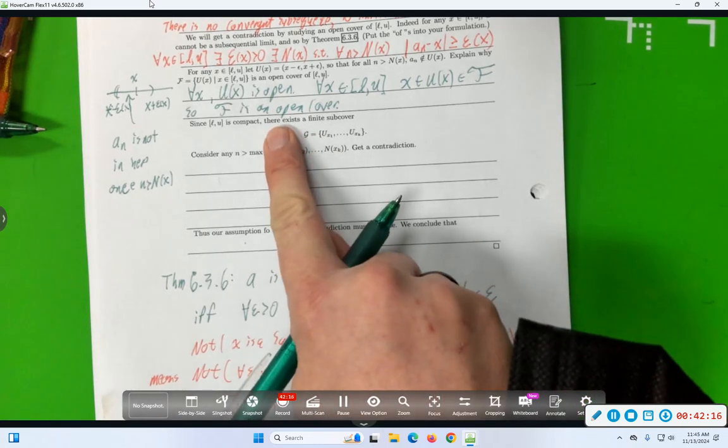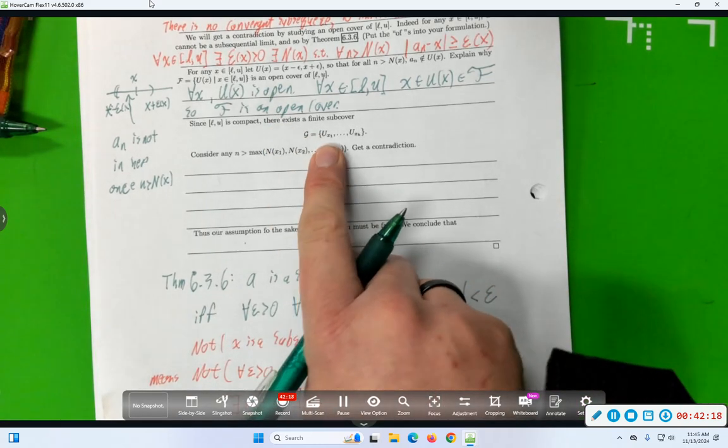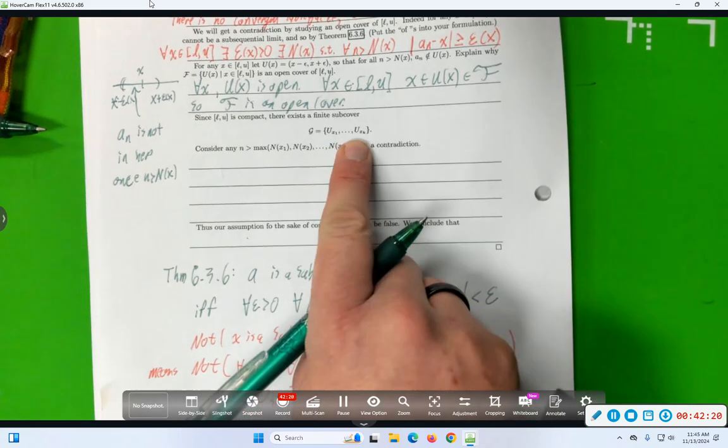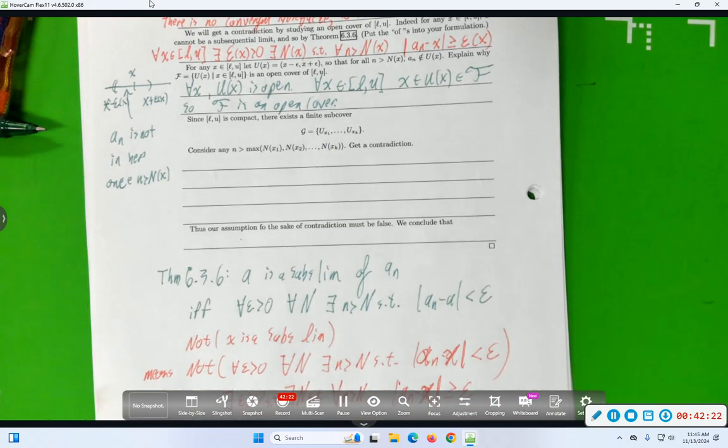So, since this thing is compact, there is a finite subcover G equal to U of x1 through U of xk. I will now consider any little n bigger than the max of N of x1, N of x2, through N of xk. Let's get a contradiction. So, let's see what that contradiction will be.